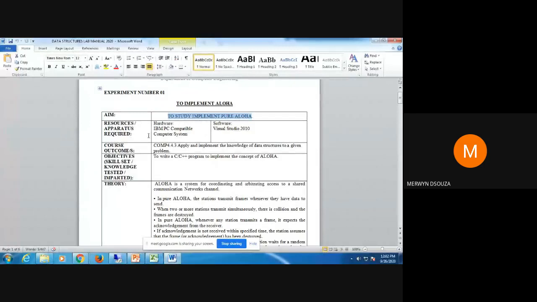Resources, apparatus required and all, that is fine. Software also, keep it as Visual Studio, even though you may be using some other thing, just leave it as it is. Course outcome, don't put anything; I will put it later. Objectives, skill set is your aim. So whatever aim has been given to you, you have to write here.